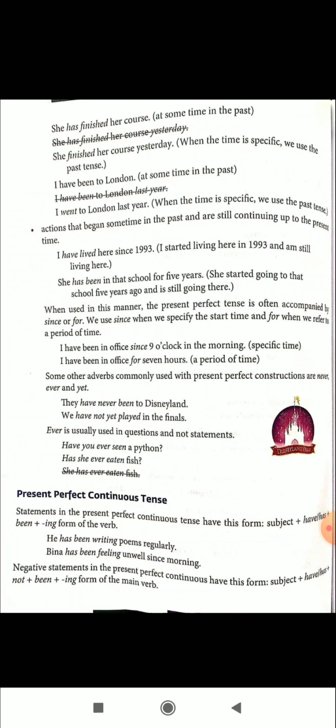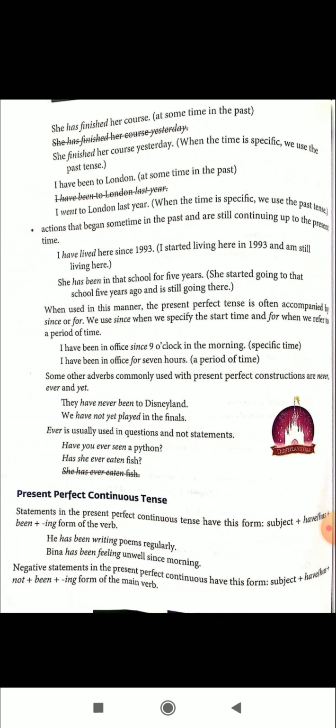For actions that began sometime in the past and are still continuing up to the present time, we use present perfect tense. I have lived here since 1993. I started living here in 1993, and I am still living here. So that is an action started in the past, still continuing. She has been in that school for 5 years. She started going to that school years ago and is still going.